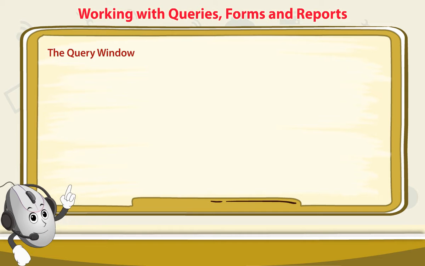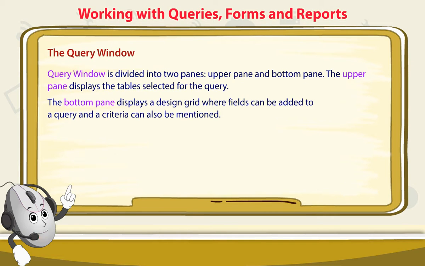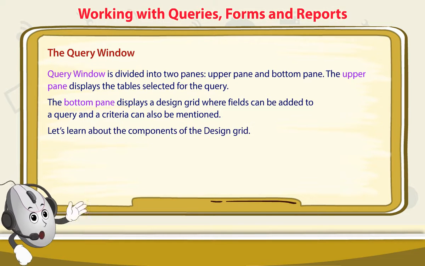The query window. The query window is divided into two panes, upper pane and bottom pane. The upper pane displays the tables selected for the query. The bottom pane displays a design grid where fields can be added to a query and a criteria can also be mentioned. Let's learn about the components of the design grid.